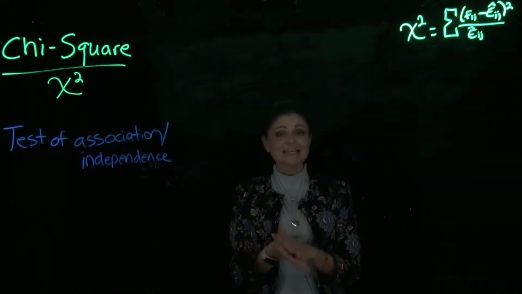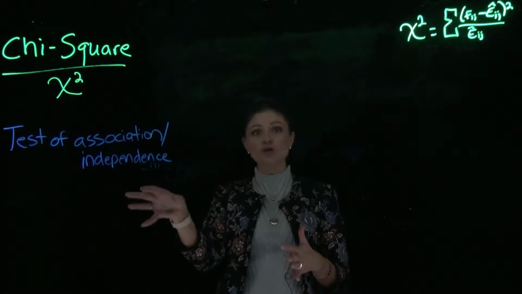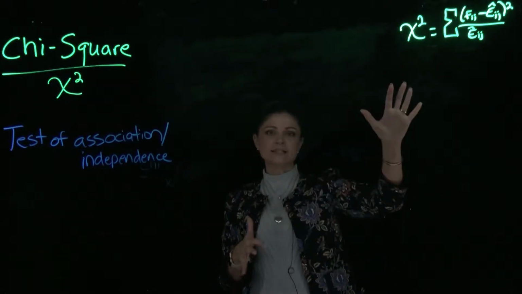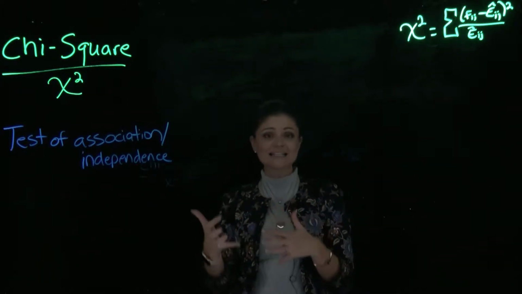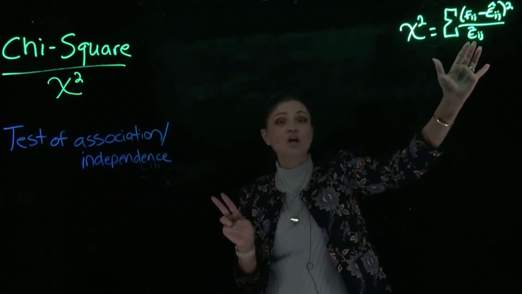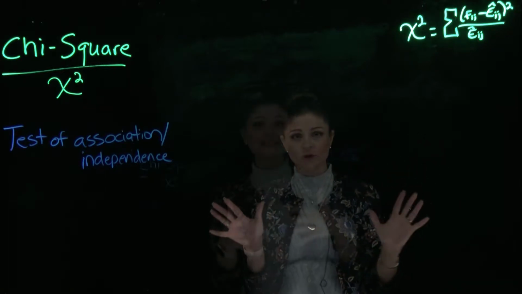Now, our second type of chi-square test is the test of association, also referred to as test of independence. The test statistic looks very similar. Just as a reminder, the chi-square test of independence is bivariate, so it has two variables, which is why we have two different subscripts down here. We have an I and a J, so we'll walk through those.